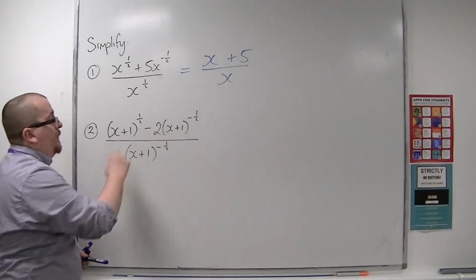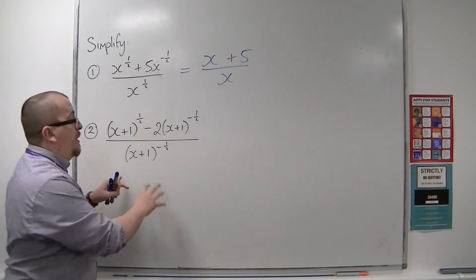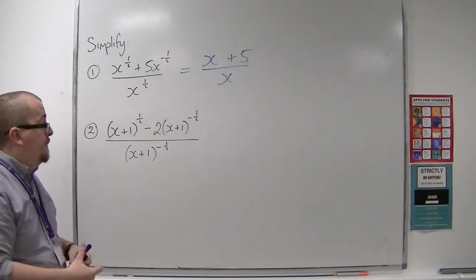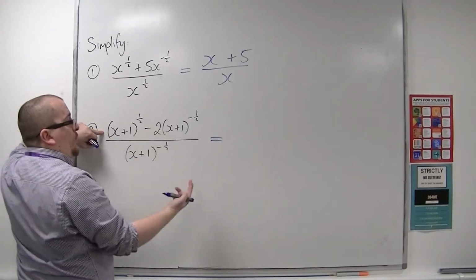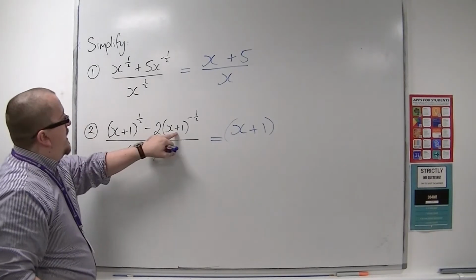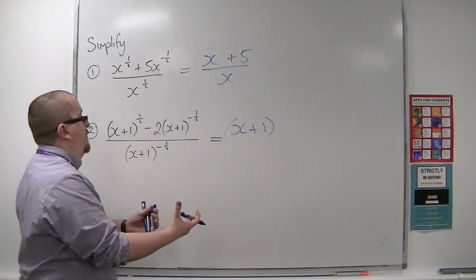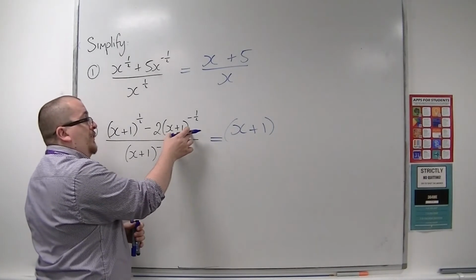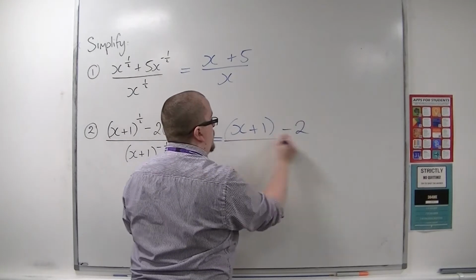If we have a look at the second one, I'm going to do a very similar technique to there, multiplying top and bottom by x plus 1 to the half. If I do that, then I get x plus 1 to the half times x plus 1 to the half. That's just x plus 1. Then I get 2x plus 1 to the minus half times x plus 1 to the half. And so the x plus 1 to the minus half and the x plus 1 to the half cancel each other out, and I'm just left with the minus 2.